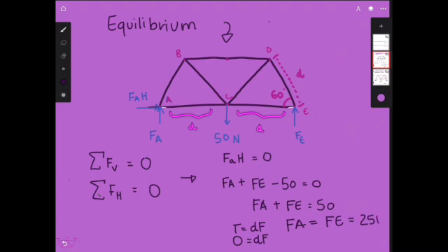Recall that our truss is in rotational equilibrium as it is not rotating. This means that the net external torque is equal to 0. The torque is defined as the distance times the force. Because our two pillars are located at the same distance from our chosen pivot point, they will exert the same force on the truss, which is going to be 25 newtons.